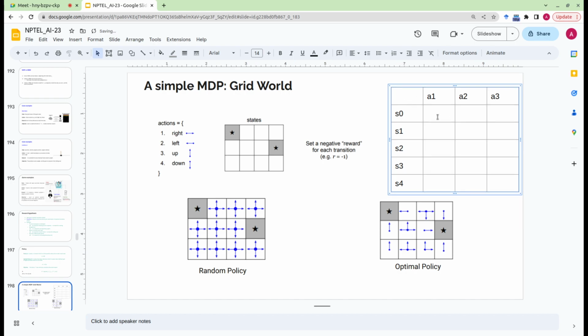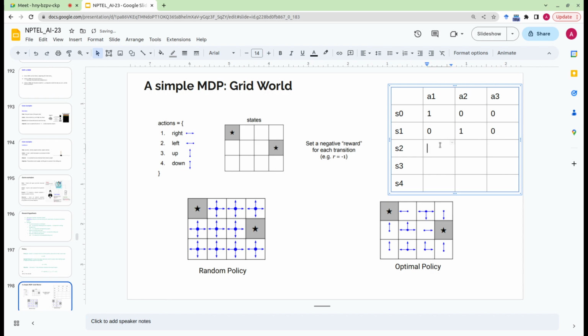Given a state S0, what should I take? Should I do A1, A2 or A3? It is saying, oh, you should do A1 rather than A2 and A3, so the others will be 0. For S1, it is saying, no, don't take A1. It is not good for this state. A2 is good enough.